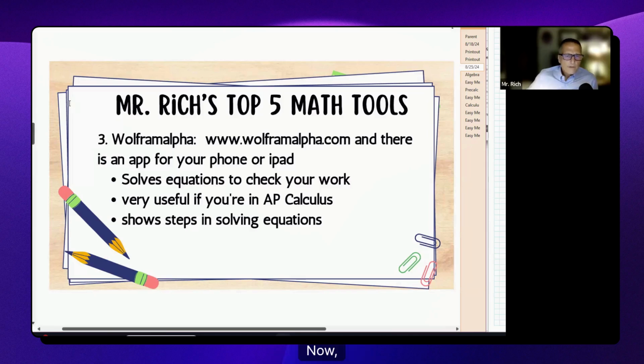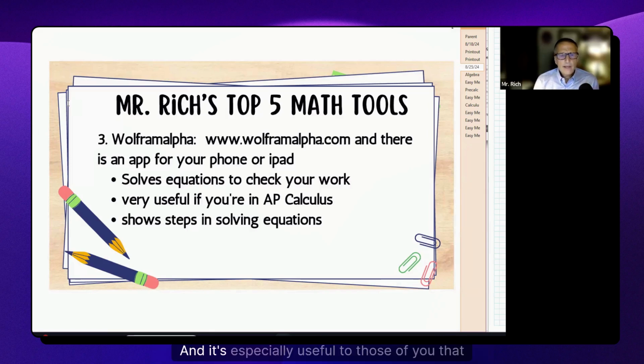There we go. Now, what does Wolfram Alpha do? It's one of those websites where you can ask it to solve an equation for you. And it's especially useful to those of you that are in AP Calculus. And it will show the steps that you would have to use to solve an equation. That's one of the things that I really like about it. Now, the thing is that if you're using the free web version on your computer, it won't show you the complete steps to solving a problem.